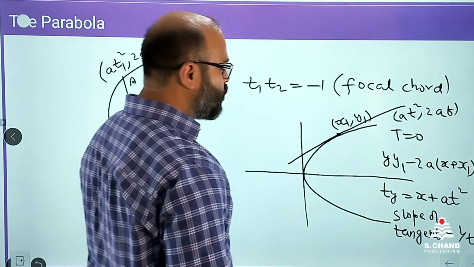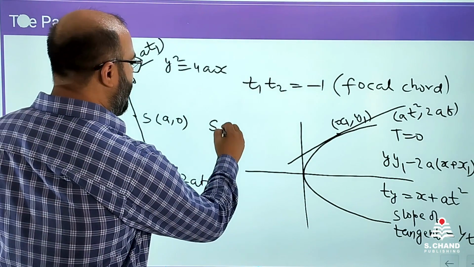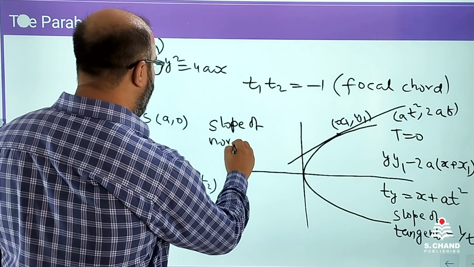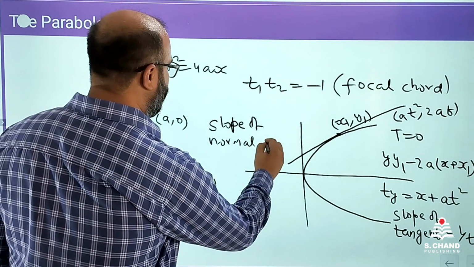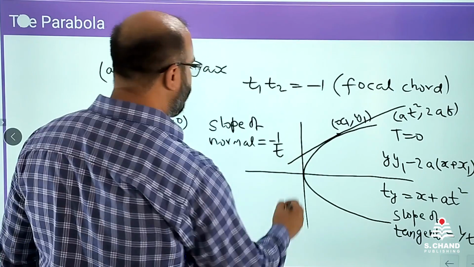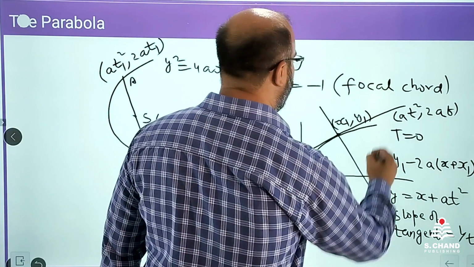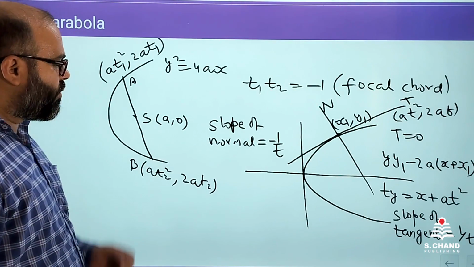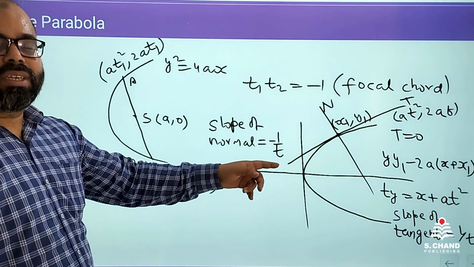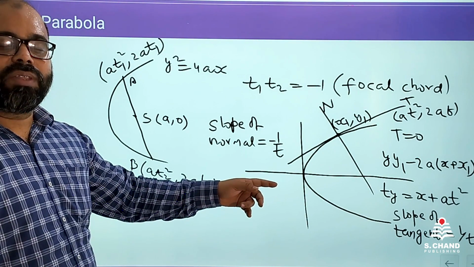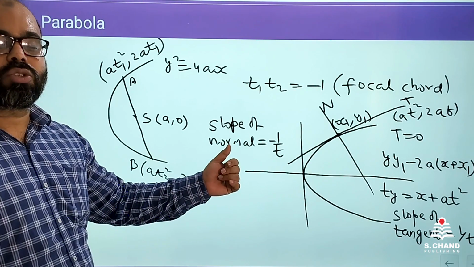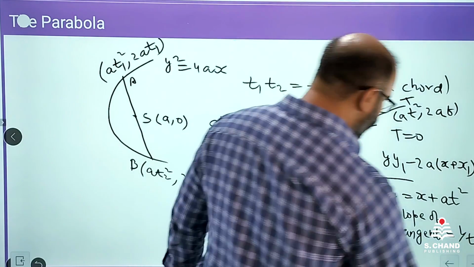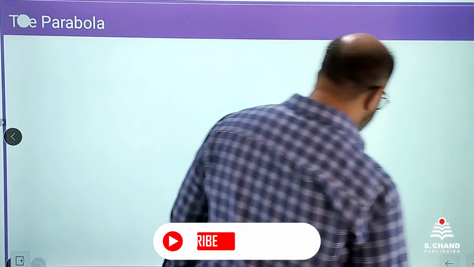And if you talk about the slope of the normal, what will happen? We know that the slope of the normal is the negative reciprocal of the slope of the tangent. So this will be minus 1 by t. So this is the normal here, and this is the tangent here. So these are the equation of the tangent and the relation between the tangent and the parameter, and the slope of the normal and the parameter.